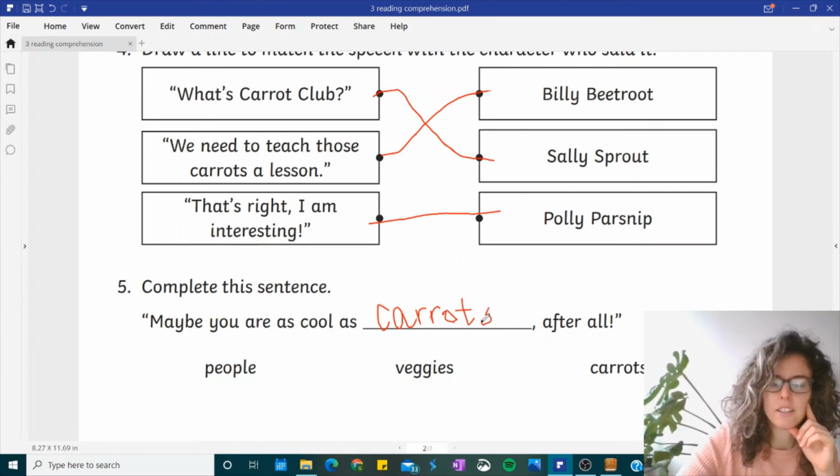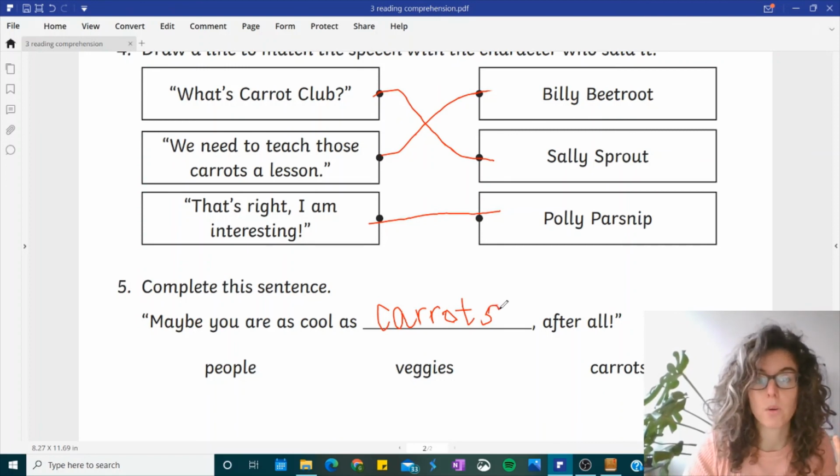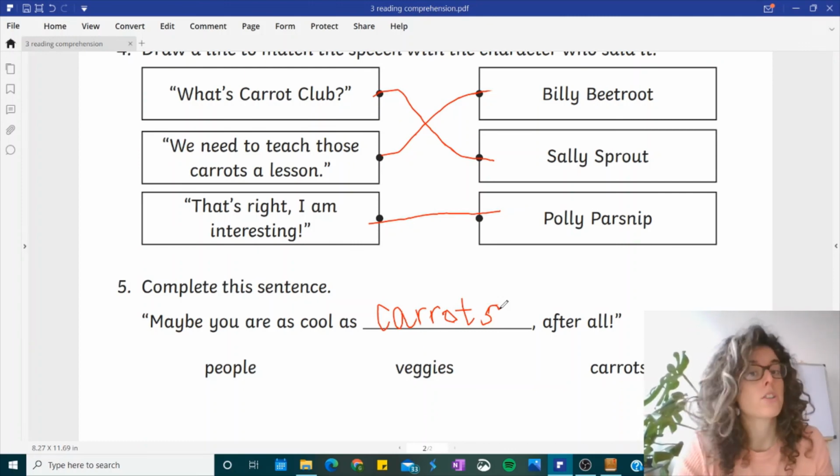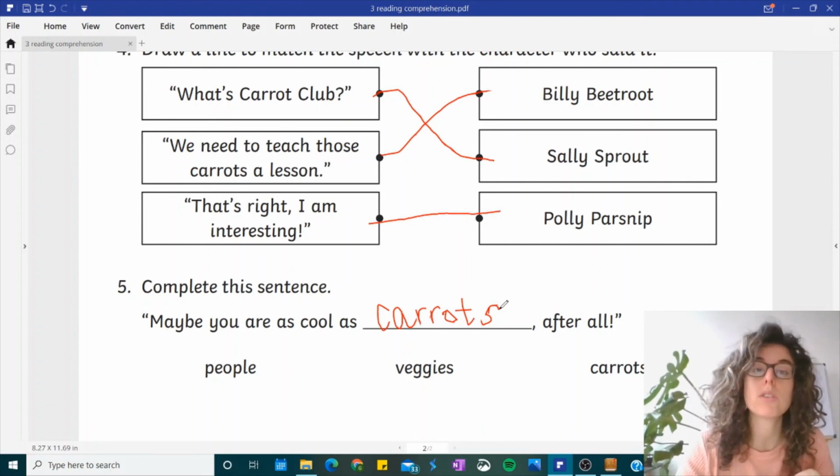Okie dokie. Alright friends, so we checked our work. We looked for evidence in the book to show that our answer was right. Or maybe our answer was not right, and we were able to see what was the right answer from the book.